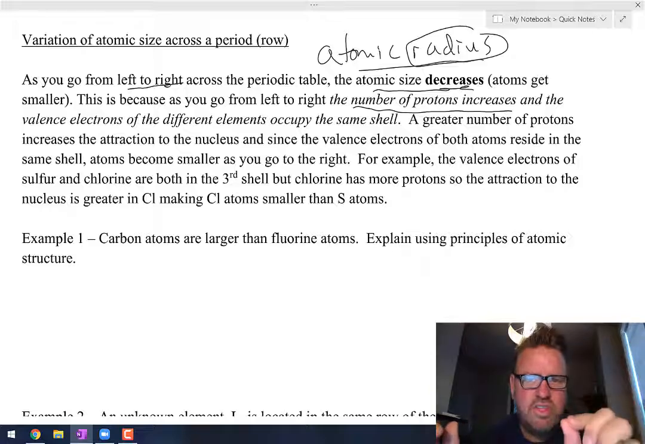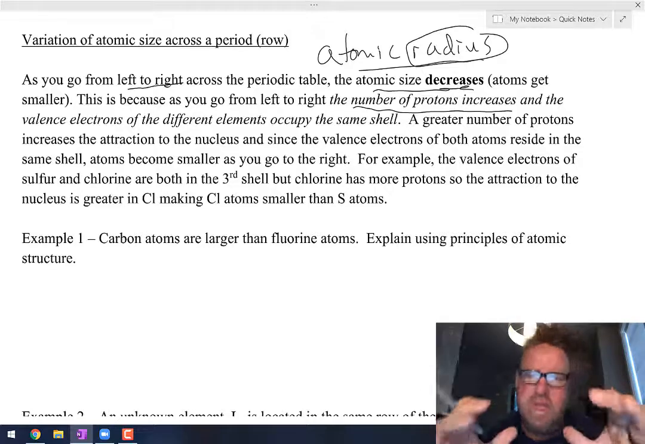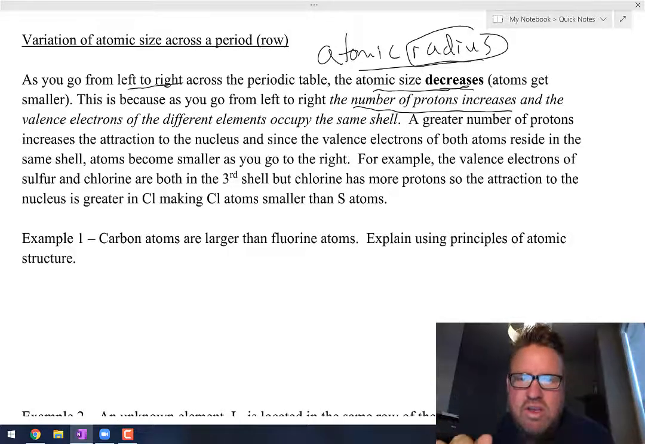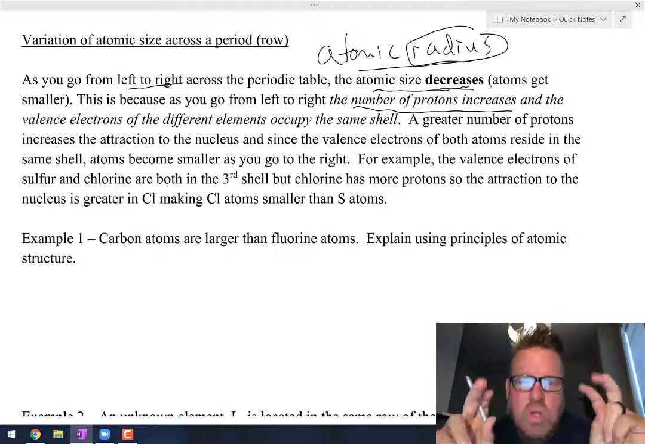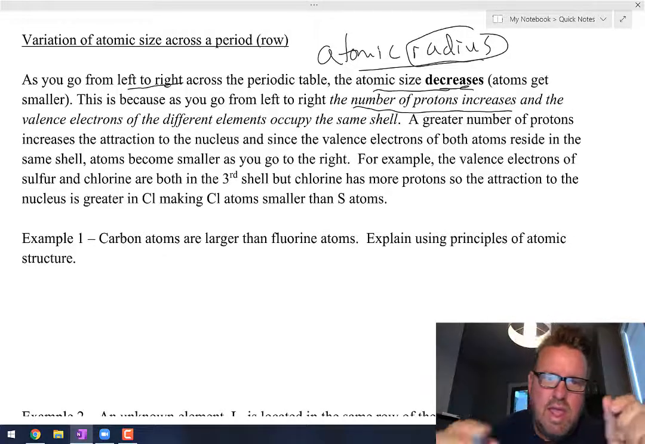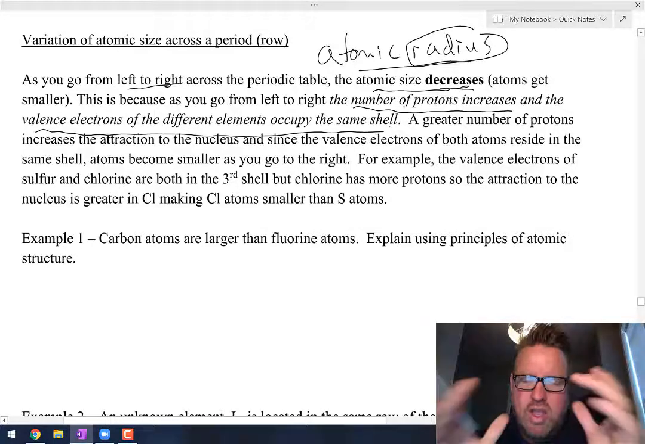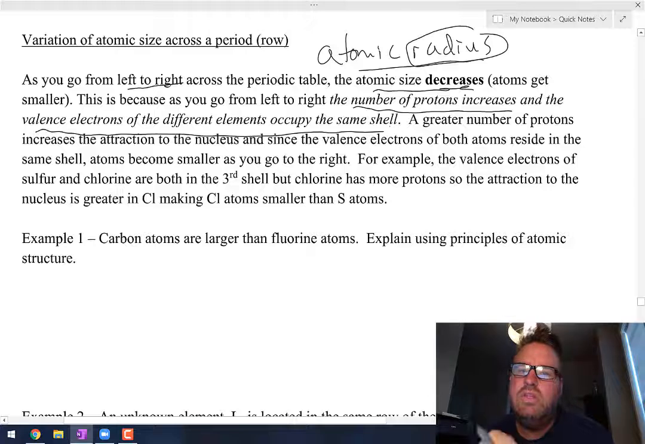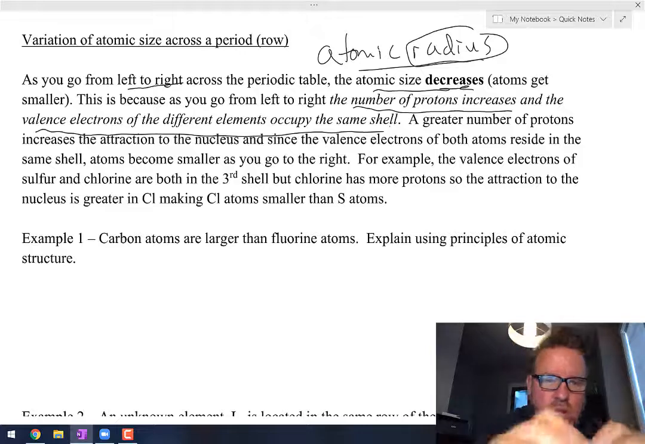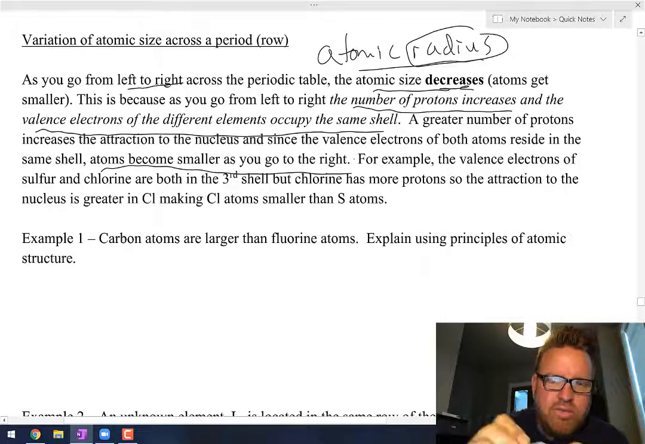So those are the things that the grader is going to be looking for. What I'm going to be looking for is that as you go across the periodic table, you talk about the attraction to the nucleus increasing because the number of protons increases, or because the nuclear charge increases, and the fact that the valence electrons are all in that same shell. They're occupying the same shell. So a greater number of protons increases the attraction, and because they reside in the same shell, atoms get smaller as you go from left to right.